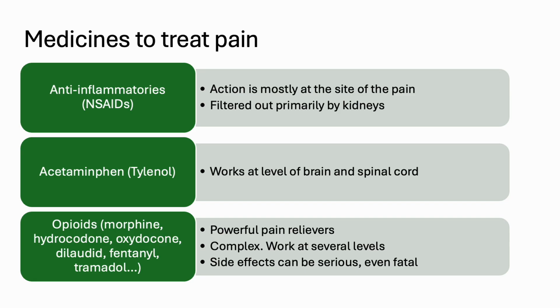Tylenol works at the level of the brain and spinal cord. It essentially turns down the volume of pain. The third class, which we'll get into a little bit later in detail, are opioids. These are meds like morphine, fentanyl, Dilaudid, and hydrocodone. They work at the brain and the spinal cord and several other places. The side effects that they have can be serious and sometimes even fatal.